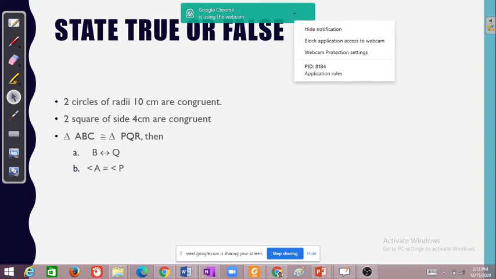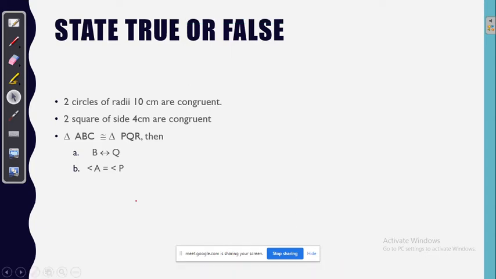Can you tell me what is CPCT? Corresponding parts of congruent triangles. Yes. CPCT is corresponding parts of congruent triangles. So, by using this we will just say that the angles are congruent. By CPCT, if two triangles are congruent, then their corresponding parts will be equal, and by that we can say that these two angles are equal. Okay.